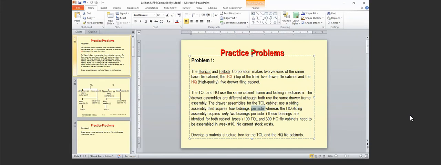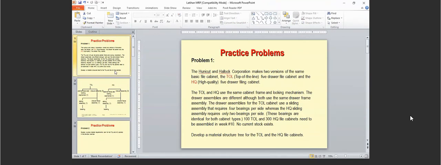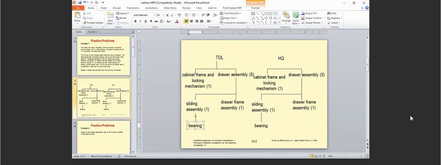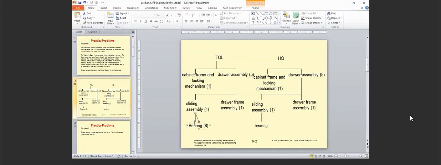So it means that we have four bearing multiplied by two for the tool. So we have tool multiplied by two, so we have 8 unit usage here. And for the HQ, we have 2 bearing per side. Multiplied by 2, so we have 4 bearing.